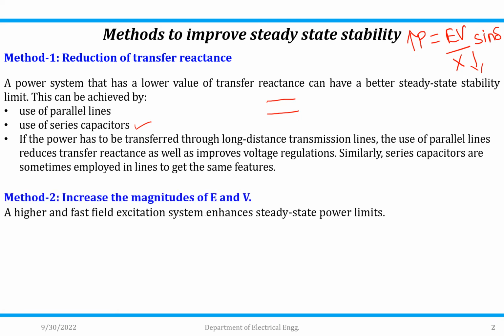The second method is an increase in the magnitude of E and V. You can increase E or you can increase V. So a higher and faster field excitation system will enhance the steady state power limit.